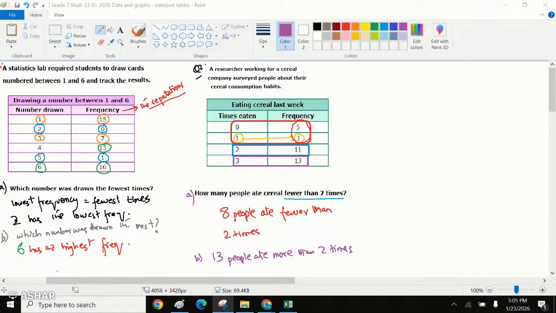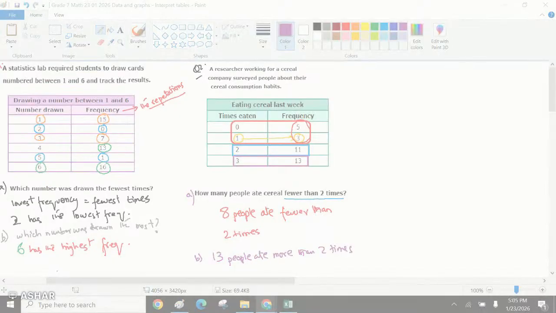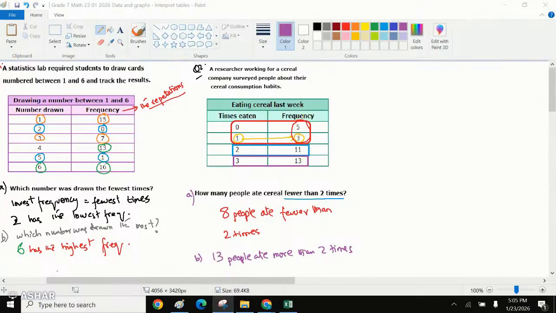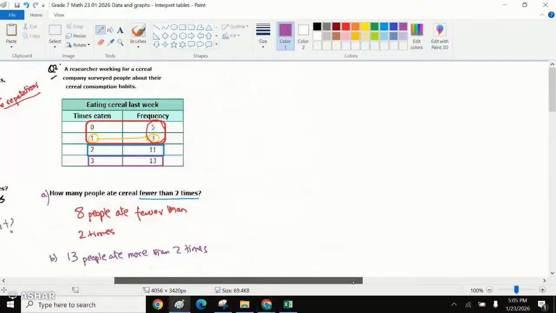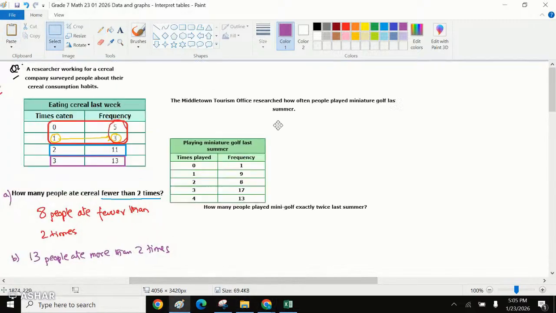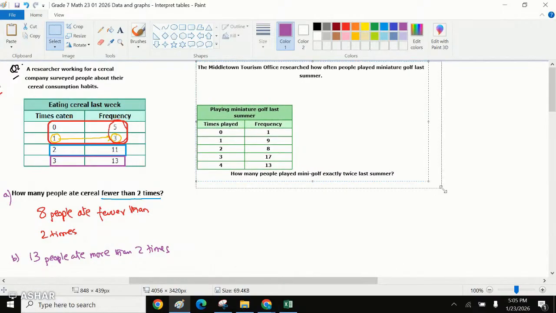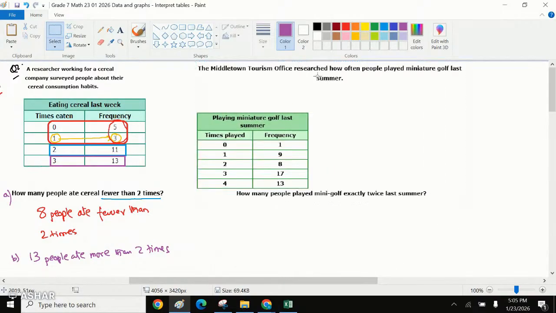Okay, the next question says the Middletown Tourism Office researched how people played miniature golf last summer. It's about golf, how many people are playing it. Let me just copy this. Okay, so let's see what we can find over here.